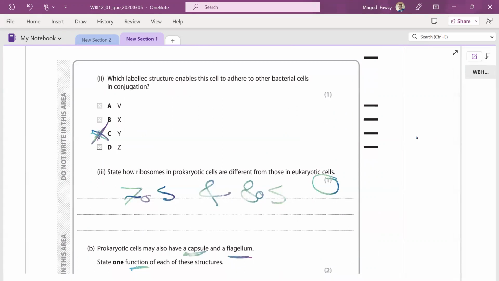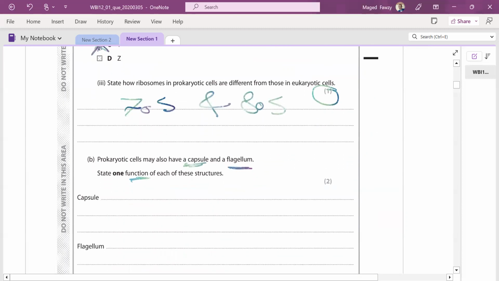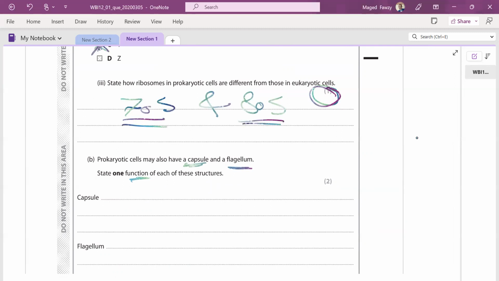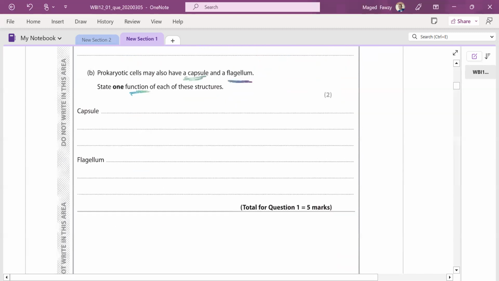So the multiple choice answer is C. And then he asked you to state how ribosomes in prokaryotic cells are different from eukaryotic cells, and it is a 1 mark question. We mention the size. The size is the main difference between the prokaryotic ribosomes and the eukaryotic ribosomes. So 70S is the size of the ribosomes of prokaryotic cells, and 80S is the size of ribosomes in eukaryotic cells.